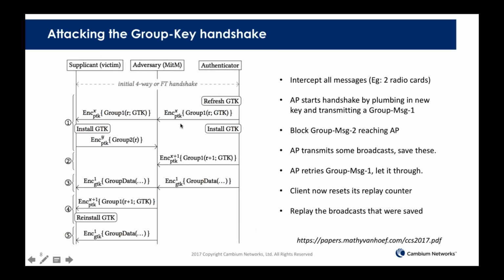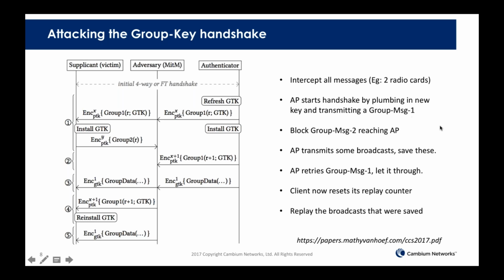The second attack is against the group key handshakes. So this is where an access point would periodically update the multicast or broadcast group keys of the associated clients. And here again, we have the adversary in the middle who's got these two radio cards, one of them listening to the access point, the other one towards the client, receiving and forwarding all the packets, but then deciding not to forward some of them.